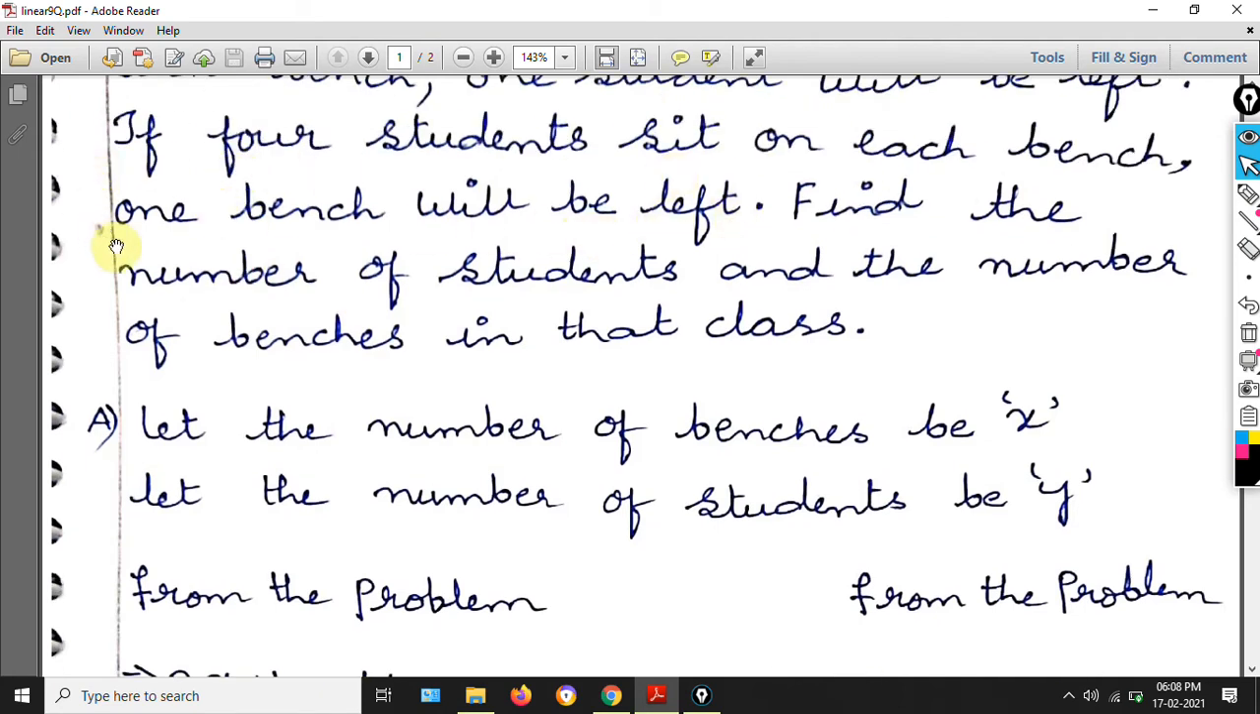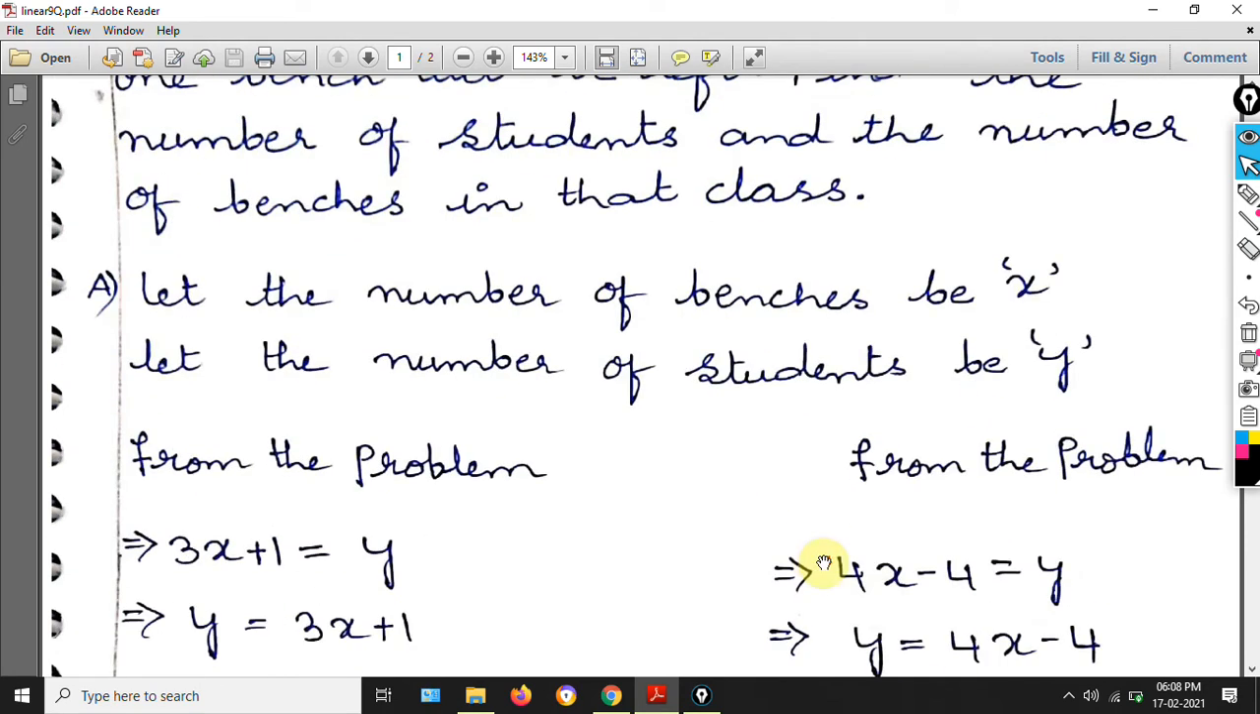Why? Because one bench will be left, he is saying. One bench is empty means how many students sit on every bench? 4. So 4 students are not sitting on one bench. So minus 4 equals, what did we get? The number of students. So the number of students is 4x minus 4 equals y. How much did we take as the number of students? We took the number of students as y.